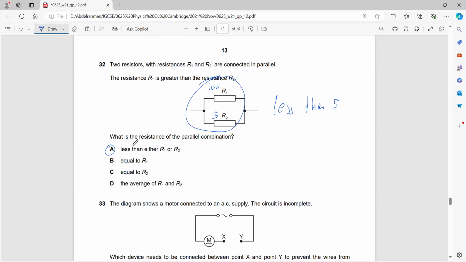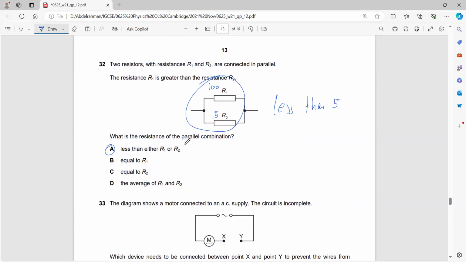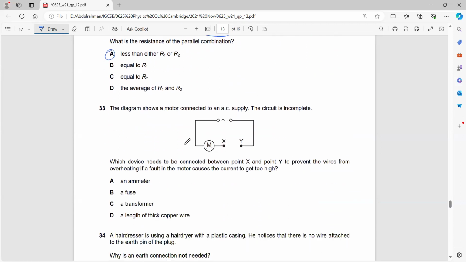Are you required to calculate the total resistance? No, you're not required to calculate the total resistance. You just need to understand that the total resistance would be less than the least resistor.